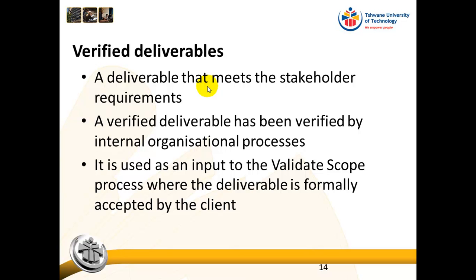Right, then the verified deliverables. This is again an internal procedure where we make sure that the deliverable meets the stakeholder requirements. And a verified deliverable has been verified by the internal organizational processes. And this is used as an input to validate scope. Remember, we said that validate scope is where we now sit with the client and we get acceptance from the client that the deliverable is meeting their requirements.